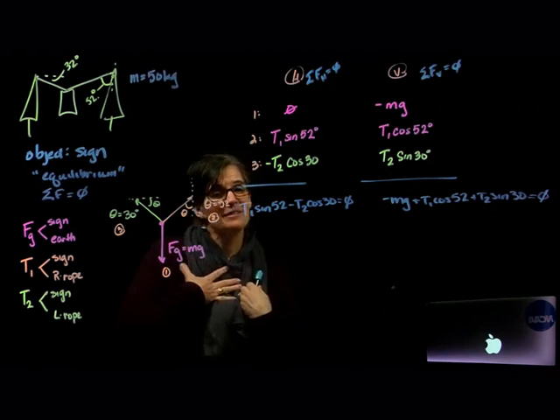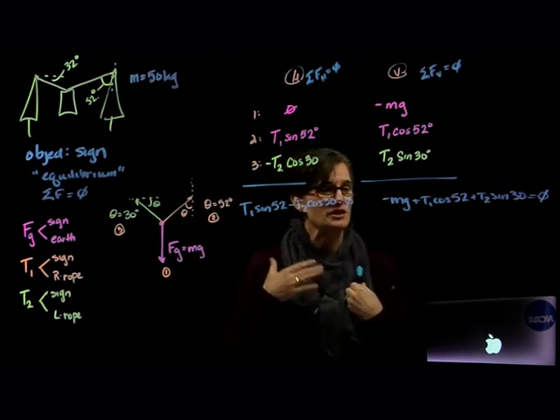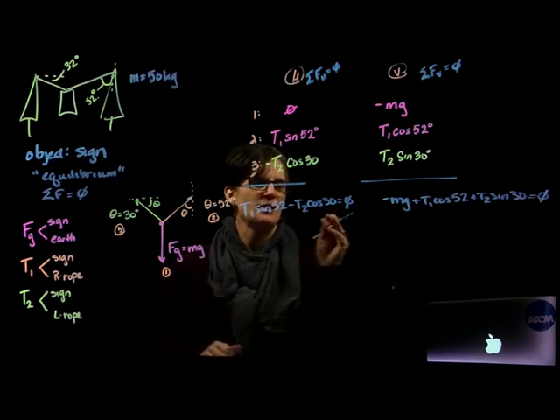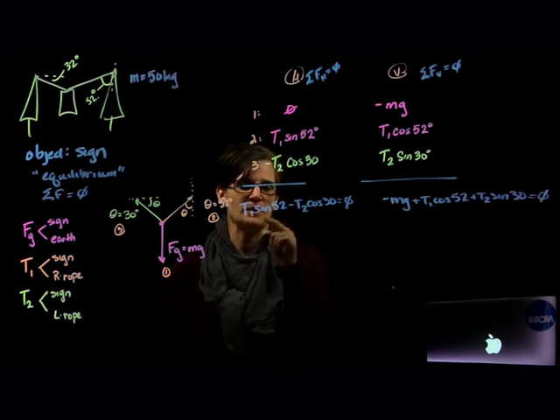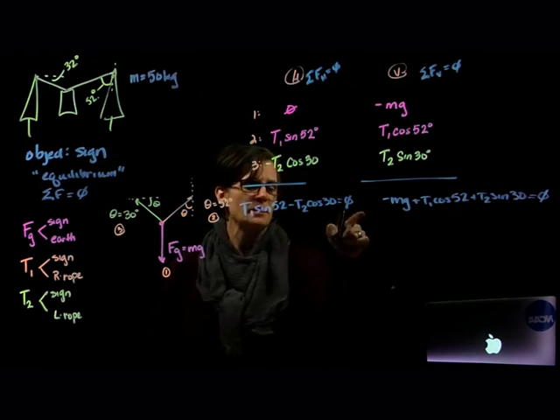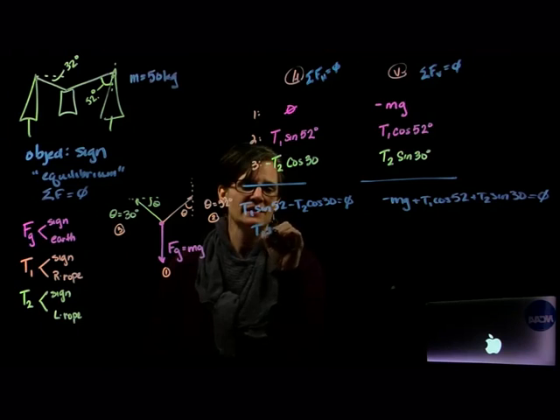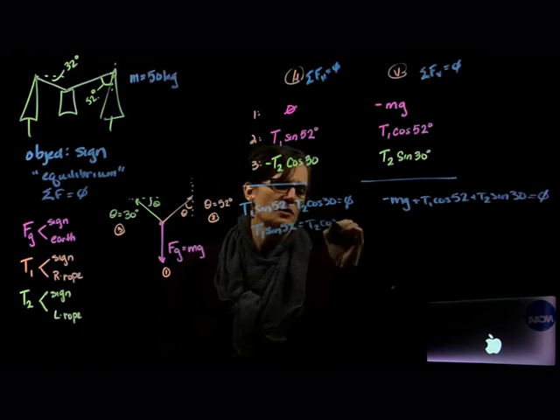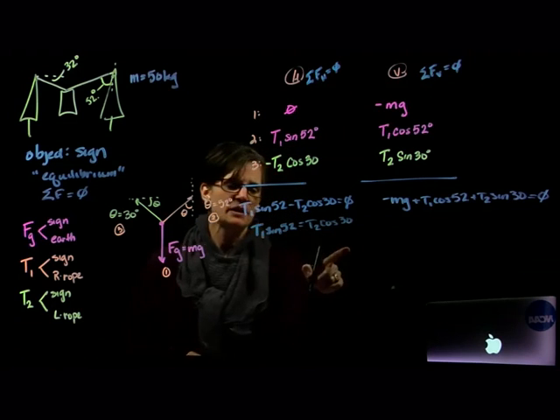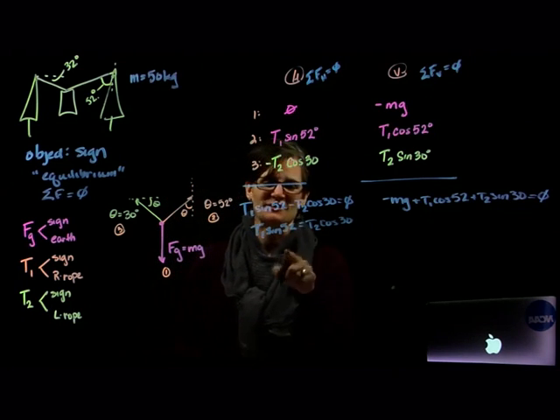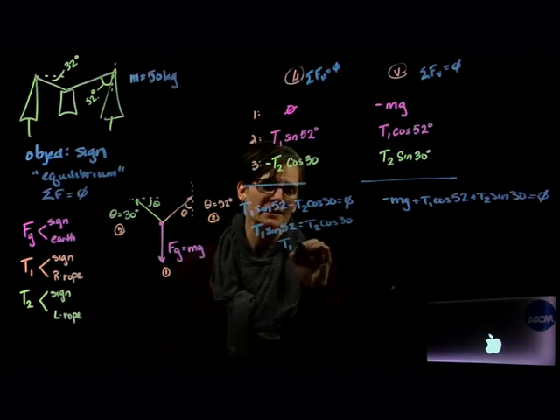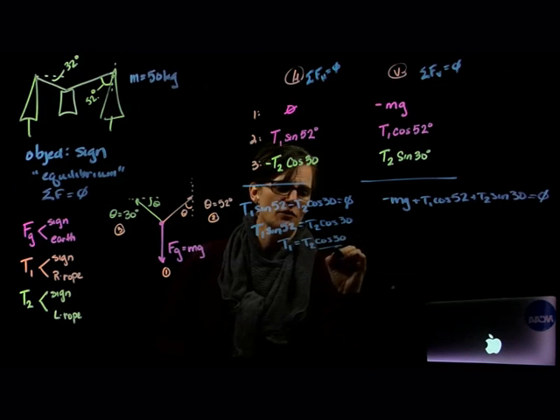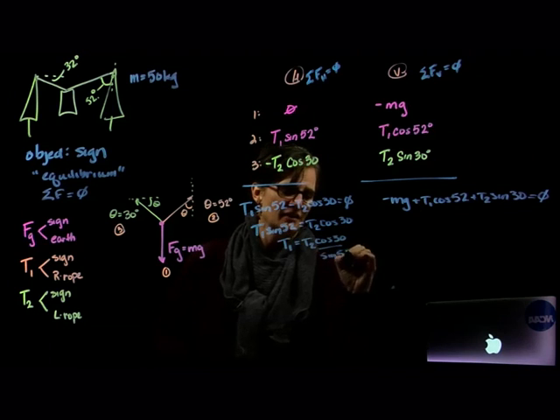My favorite way to solve systems of equations is substitution. So I'm going to do substitution of this relationship into this one. I'm going to solve for T1. Bring T2 to the other side. T1 sine of 52 equals T2 cosine of 30. And then I'm going to divide both sides by the sine of 52, and I end up with T1 is equal to T2 times the cosine of 30 over the sine of 52.